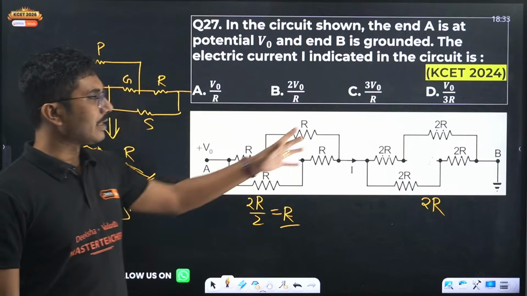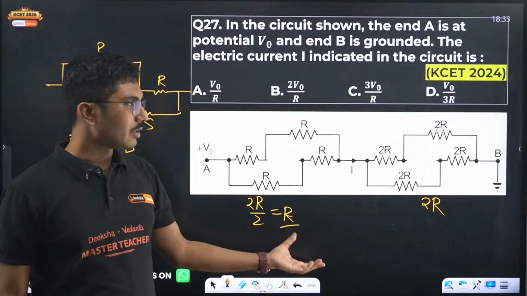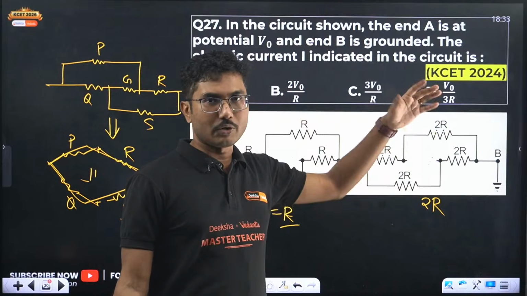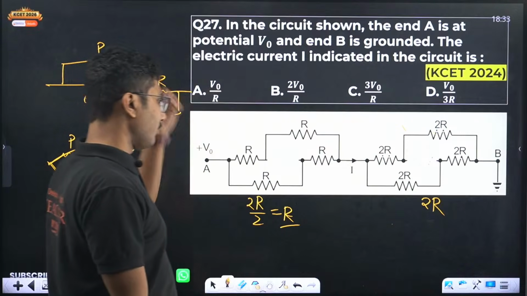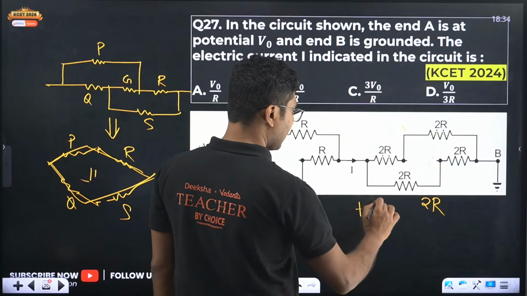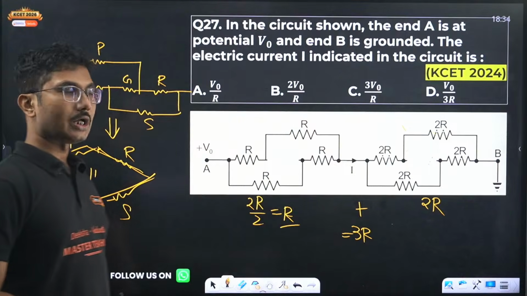Again, the same method you can apply here. R plus R is 2R, 2R by 2 is R, 2R plus 2R is 4R, 4R and 4R in parallel, so 4R by 2 is 2R. So what is the total resistance? Total resistance is R plus 2R, that is 3R.